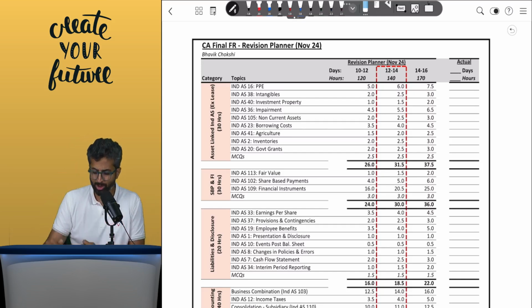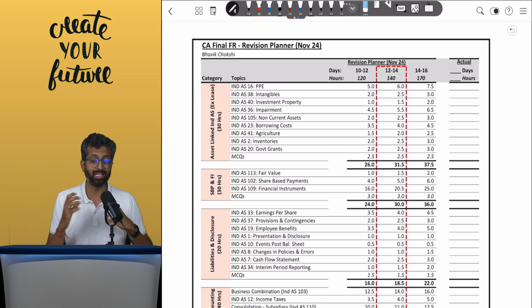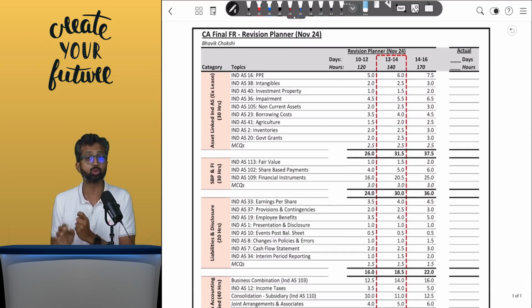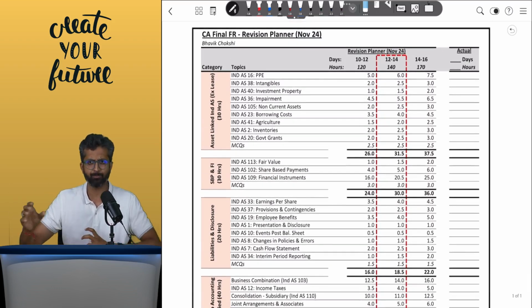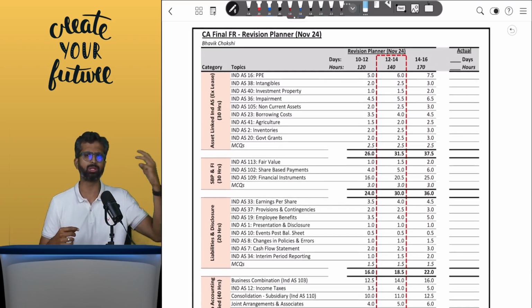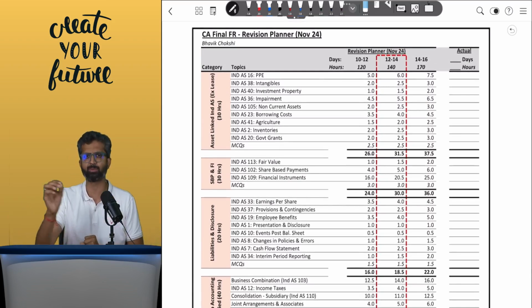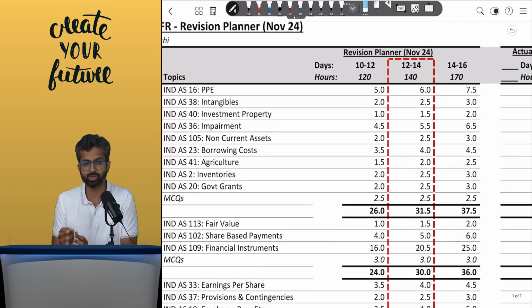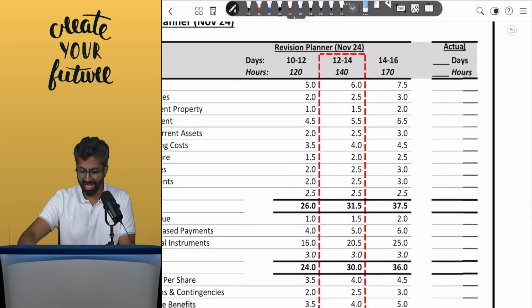What we have tried to do is break the course into 7 different sections. So first, we would suggest that you start with the asset linked Ind AS, all of them: your PPE, intangibles, impairment, borrowing cost, everything except for leases. Leases we do at the end. We have given you targets which are standard wise and an actual.